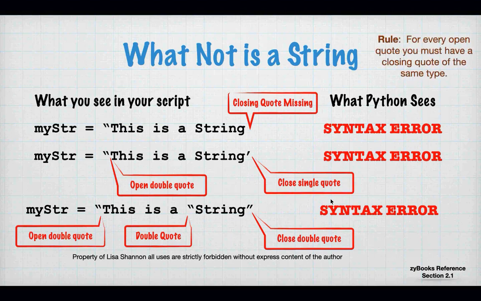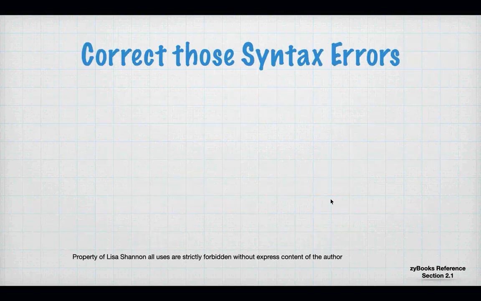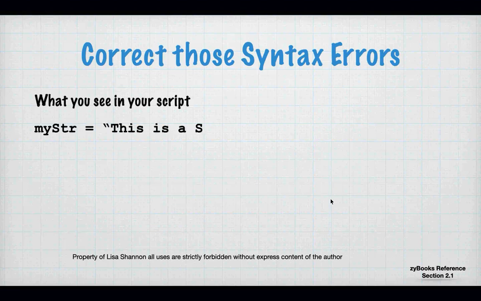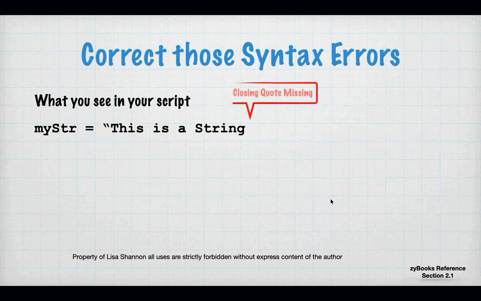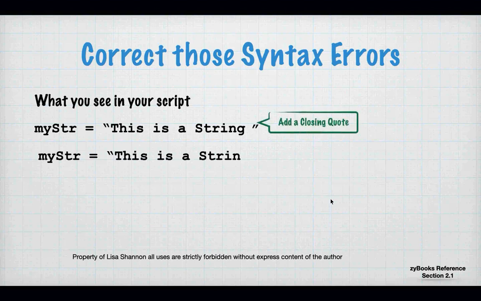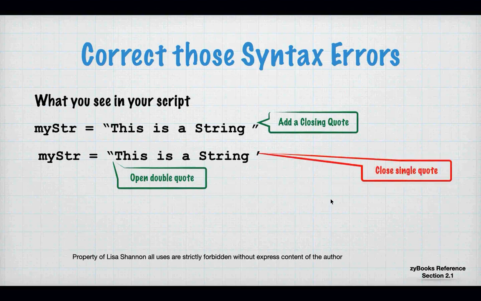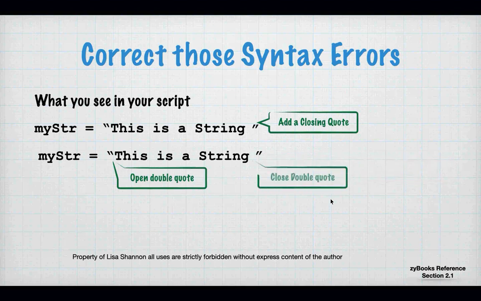So, our first rule is still, for every open quote, you must have a closing quote of the same type. So, let's correct some errors. This is the first one, and the closing quote is missing. Well, how do we correct that? Well, we add a closing quote. That's all you have to do. The next one has an open double quote, and it had a closing single quote. Well, how do I correct this? Very easily, you just replace the closing single quote with a double quote, and your string is now complete.